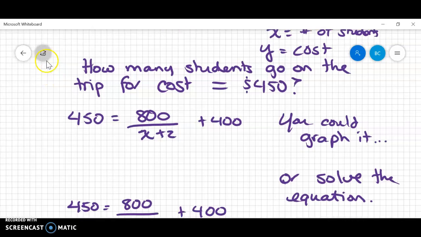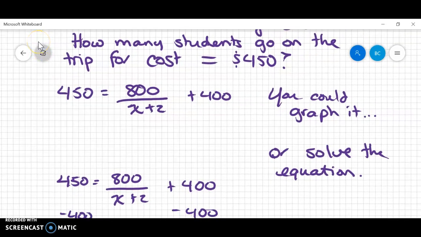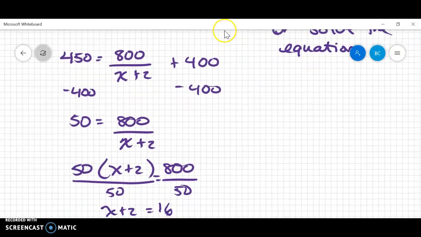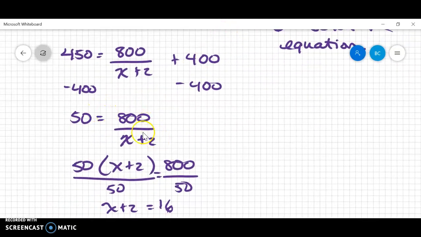But the other option, and what I think most of you would probably prefer anyway, is we could graph it, or we could solve the equation. So if I want the cost to be $450, then I'm just going to solve for X. I'm going to subtract 400 from both sides. And then I'm going to multiply both sides by X plus 2. So I get 50 times X plus 2 equals 800.